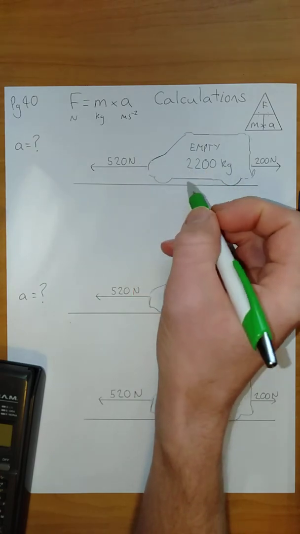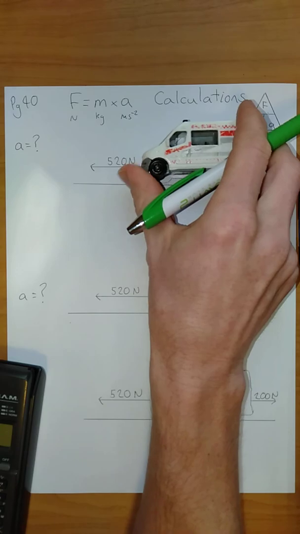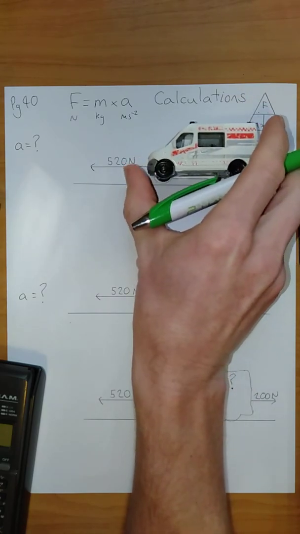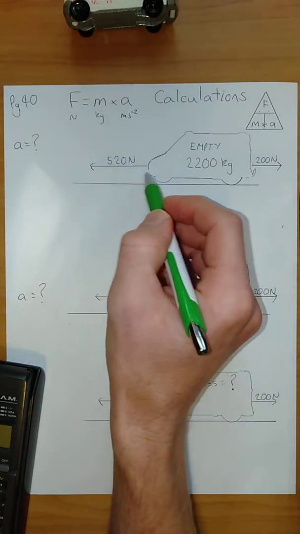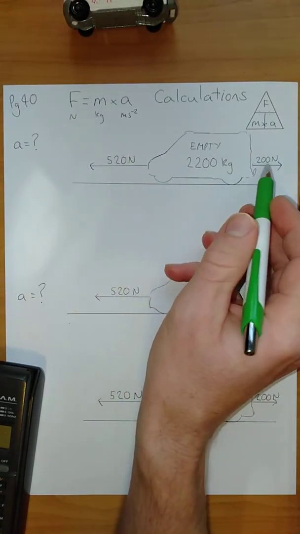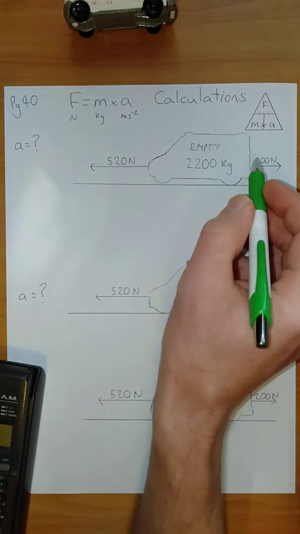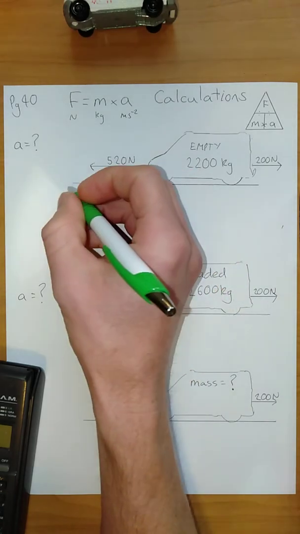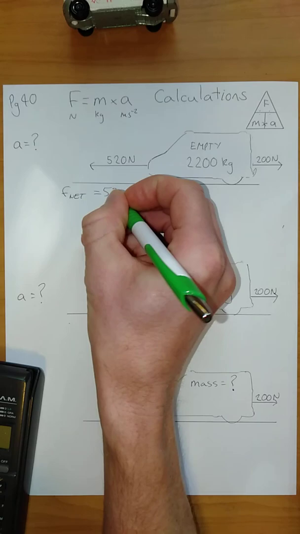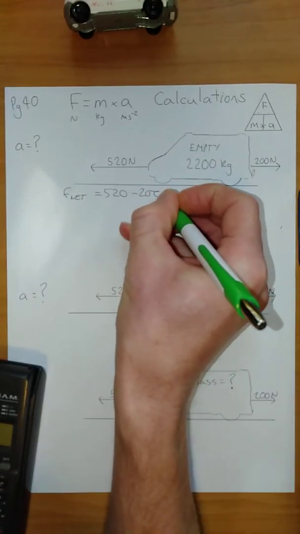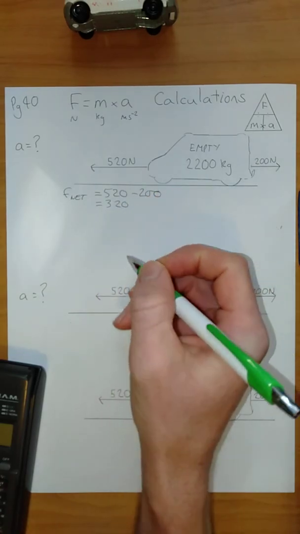Now, our first challenge here is we've got our ambulance, and we're going to find out what its acceleration is as it heads in this direction. You can see it's got a thrust force of 520 newtons and a drag force, quite significant due to its big surface area, of 200 newtons. So the net force is going to be 520 minus 200, because it's in the opposite direction, which gives us 320.